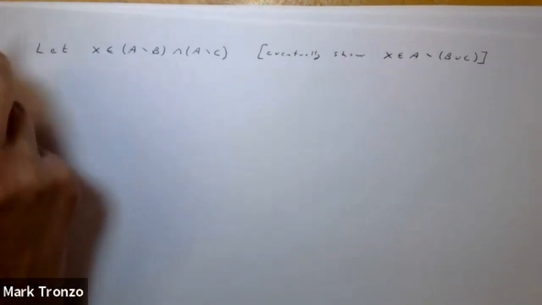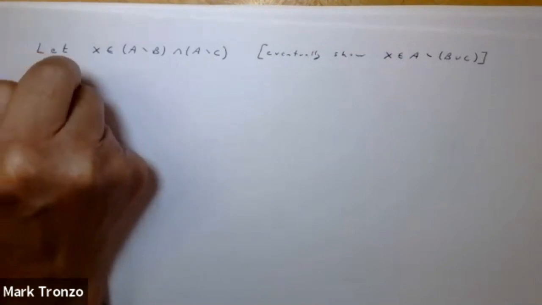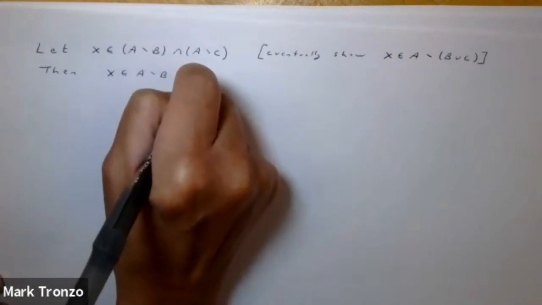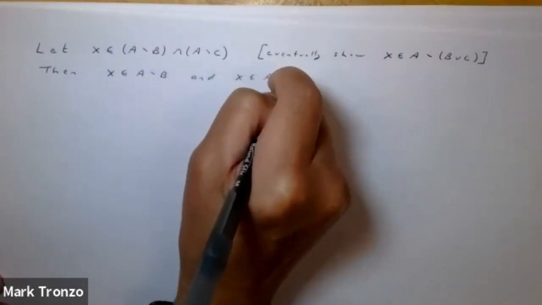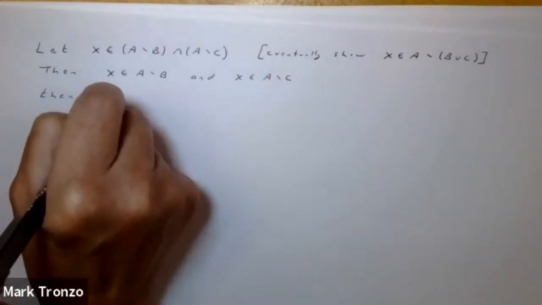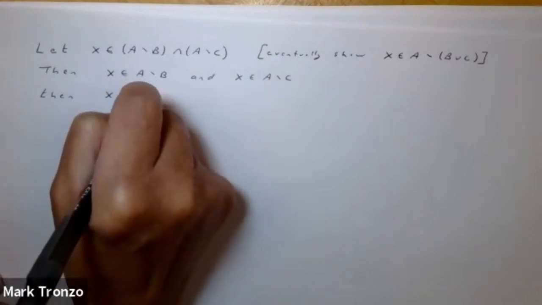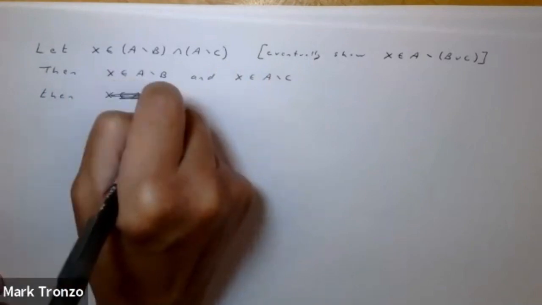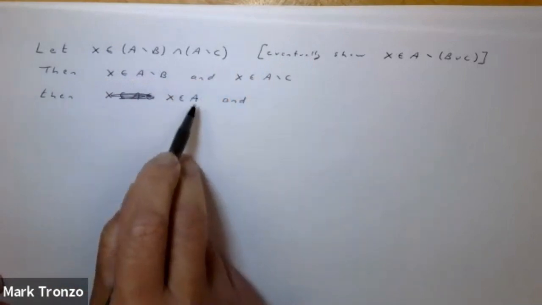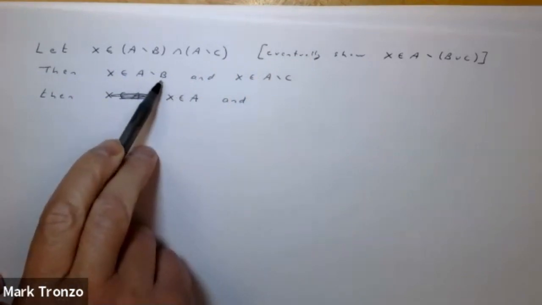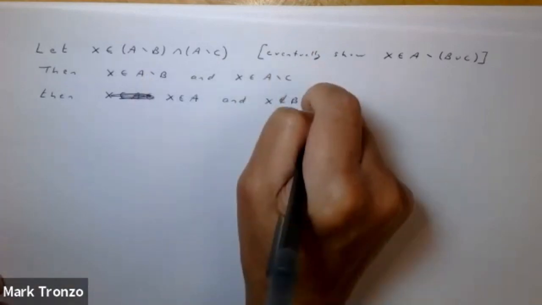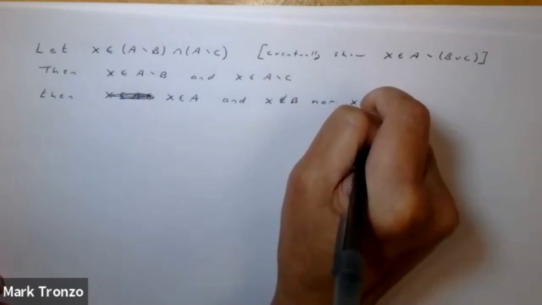So again, since x is in here, that means x is in A complement B and x is in A complement C. So then that means x is in A, excuse me, x is in A, and that's also going to mean that x can't be in B, nor is x in C.